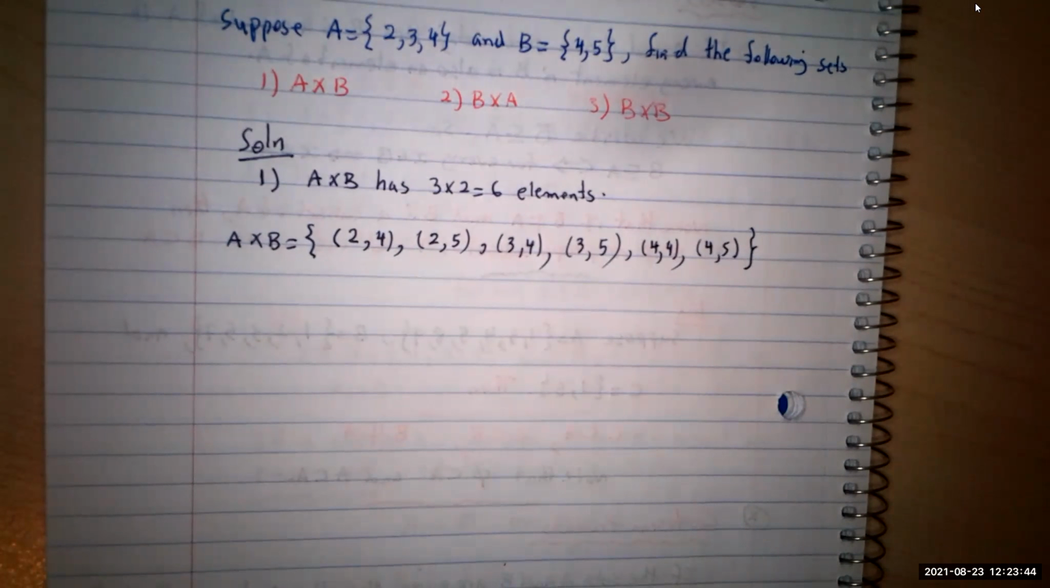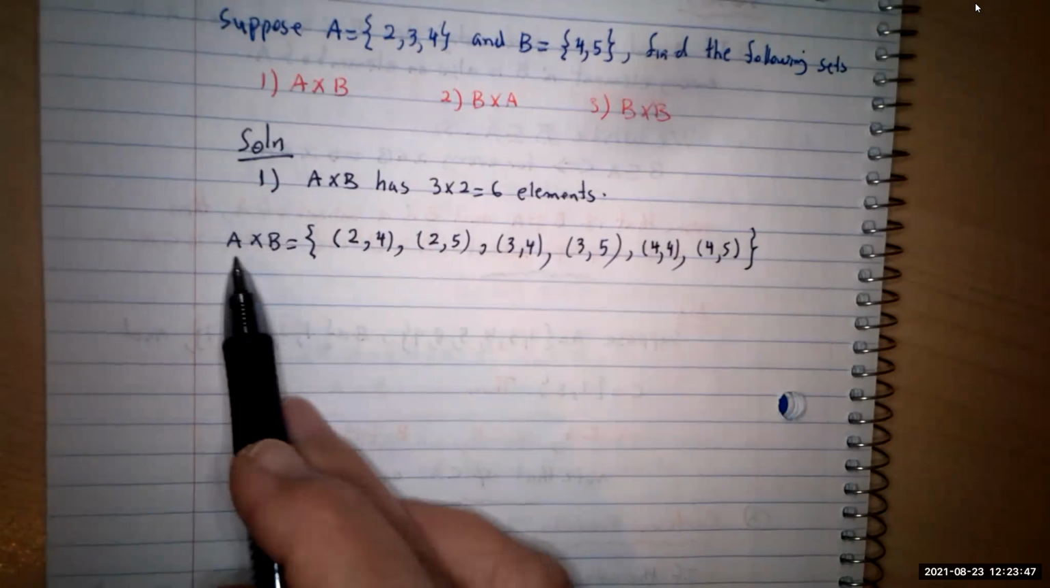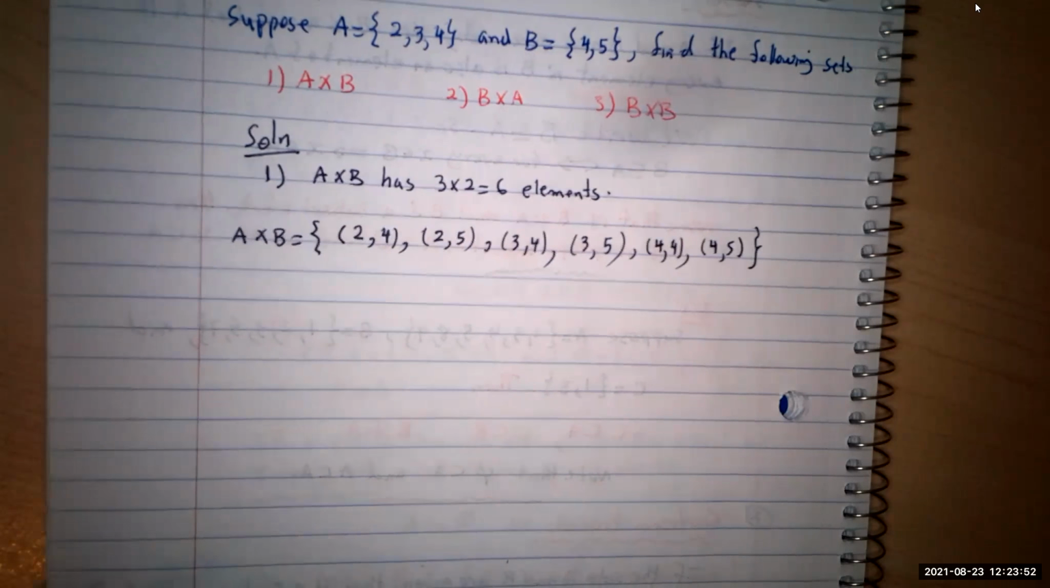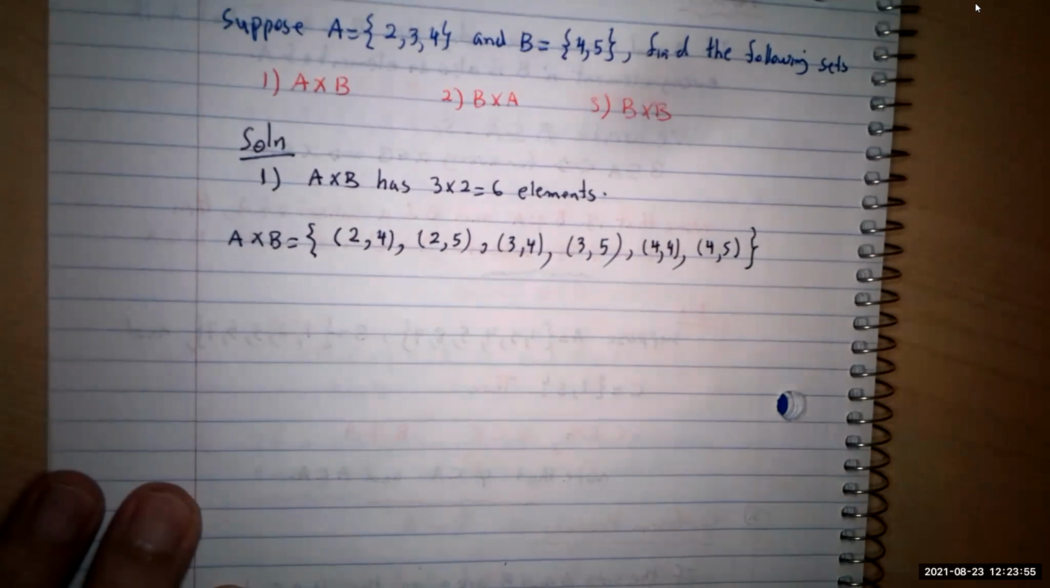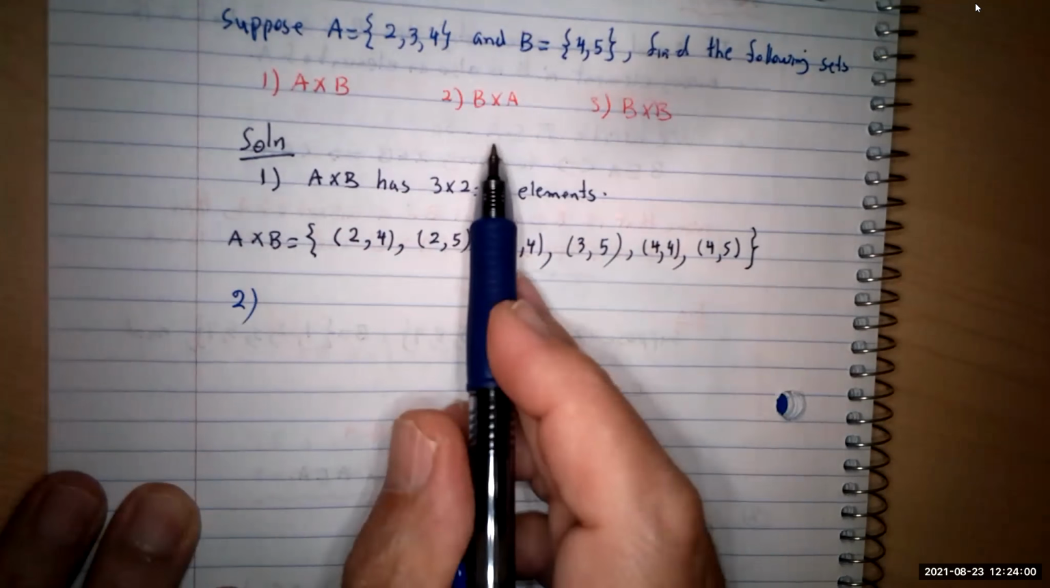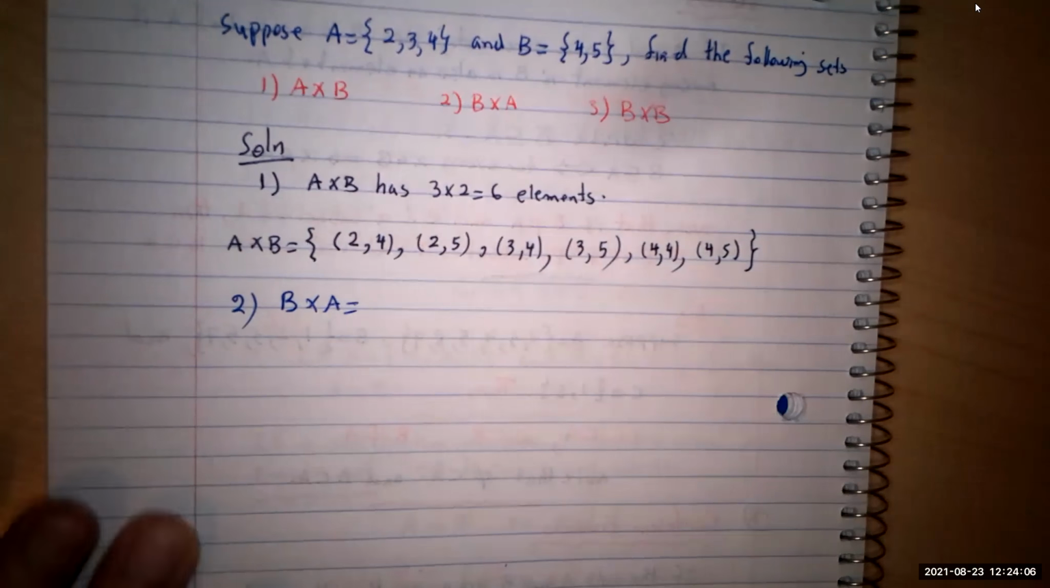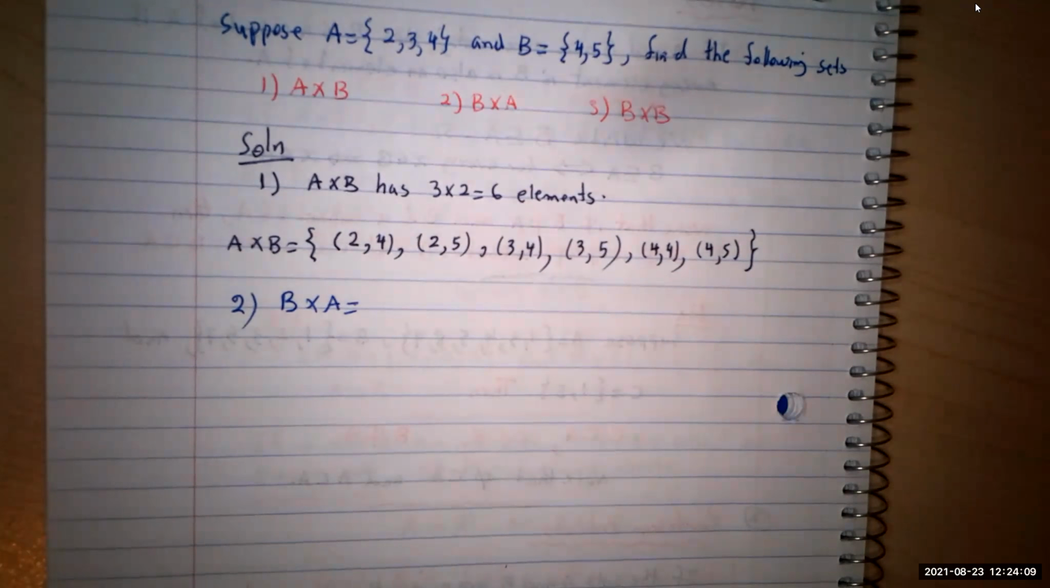It's very important. The order is important. The first member must belong to A to get these pairs. So this is the first one. Ready for the second one? The second one is B cross A. You just switch the members, because now you want to start with B. So your first member must be from B.